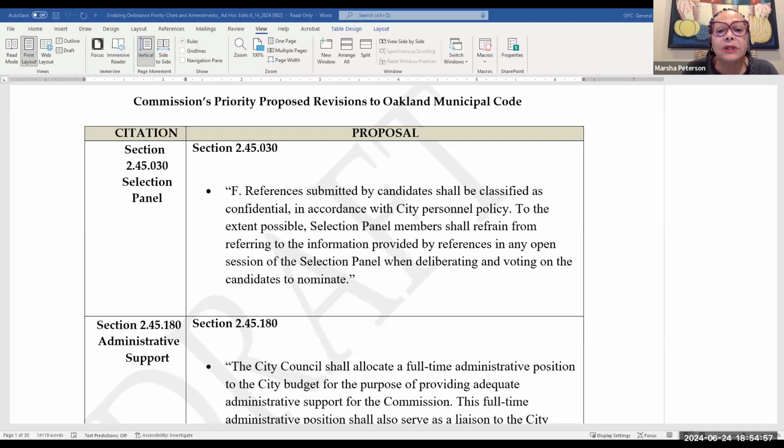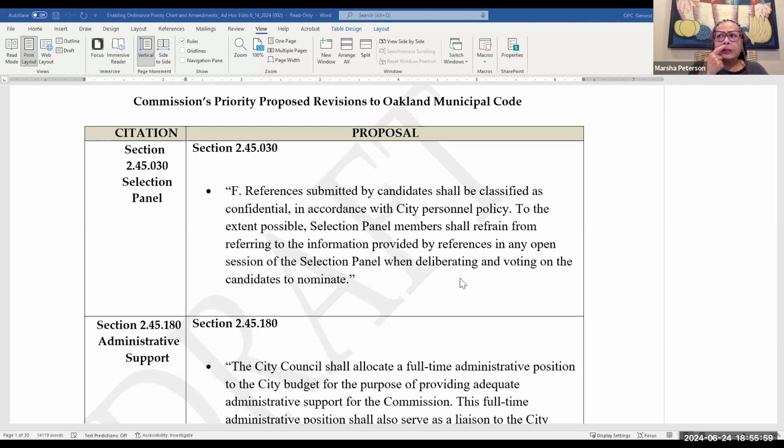To the extent possible, selection panel members shall refrain from referring to the information provided by references in any open session of the selection panel when deliberating and voting on the candidates to nominate. Right, and it's possible that the Brown Act, as far as we can tell, may have some impact on this. The commissioners may not be included in the definition of employee. So we may not be able to direct the selection panel to do this. But inasmuch as this section references the selection panel, and the selection panel has impact on selecting, obviously, commissioners, we would want whatever reference material that they review to be confidential.